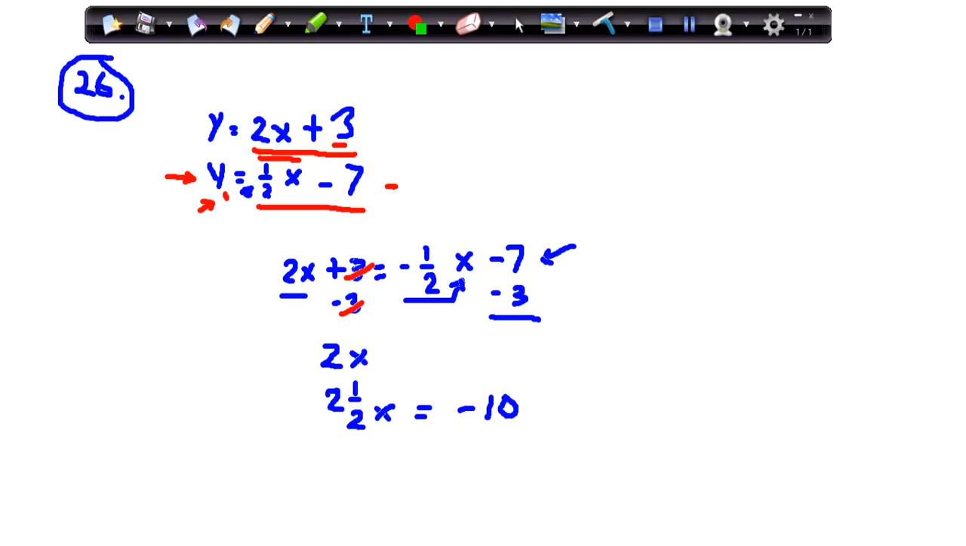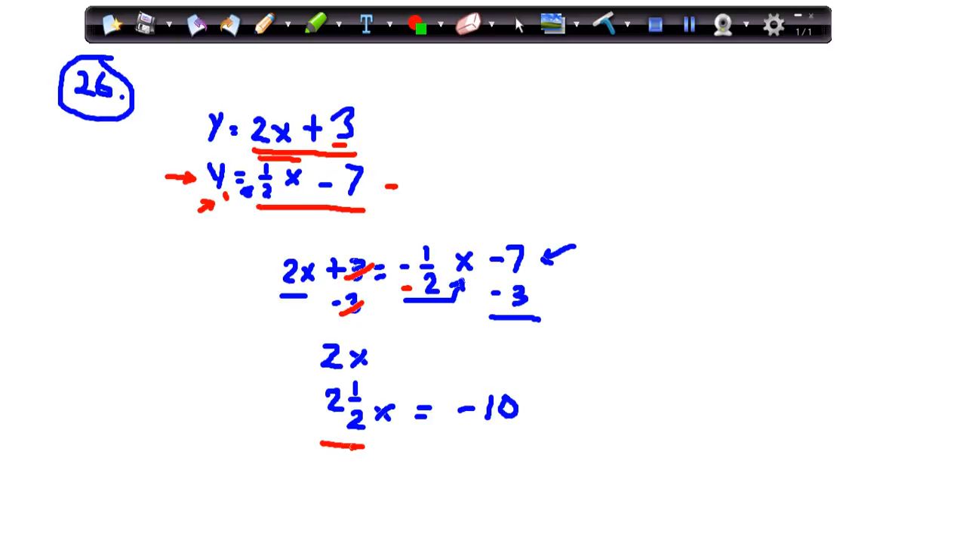Well, let me read it. Your problem reads 2 and a half x. And notice that the half, when it came back over the equation, was negative. But when we combined the like terms, it became a positive half. So the problem reads 2 and a half x equal negative 10.